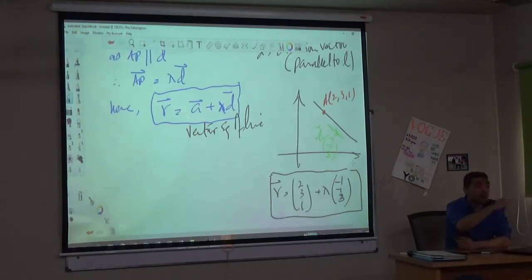I just showed the derivation why we need D and why we need A. So that's how r equals a plus lambda d is constructed. But as now you know, once it's constructed, you just need to plug in the points and find the equation. That's it. Are we good till here?